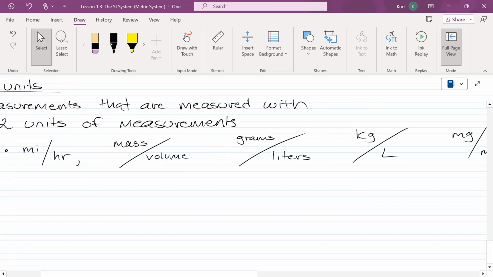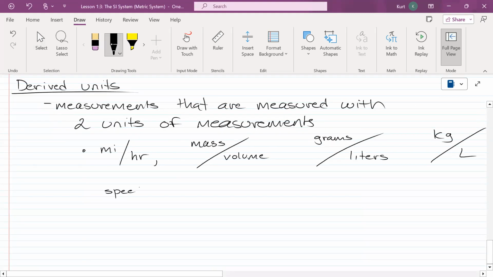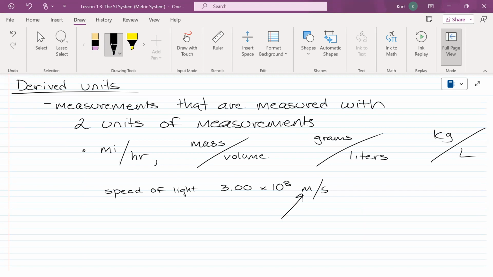I'll give you one more, and then we're going to go to this worksheet that I have for you. The speed of light is 3.00 times 10 to the 8th m over s. Can you tell me what that is? What's the m? Not minutes. We never done minutes in here. Yeah. Meters. And what's the s?